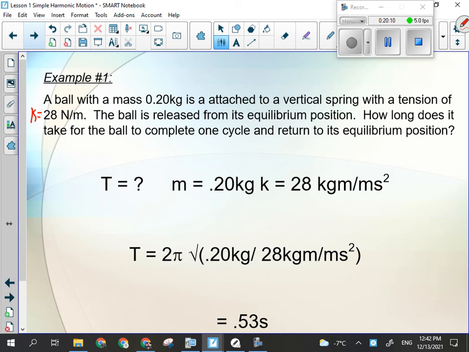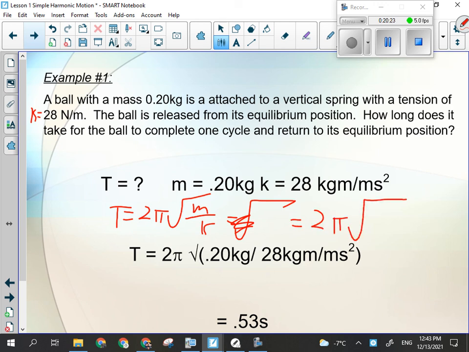Okay, so period is going to equal 2 pi times the square root of m over k. And I know both of those numbers. So it's just a matter of plugging them in. So 2 times pi times the square root of 0.2 divided by 28. Right? When I do that, I should get that the period of that movement is 0.53 seconds. So just over half a second for it to oscillate down and up and back. So that's pretty quick. 28 newtons per meter, that's a decent spring.